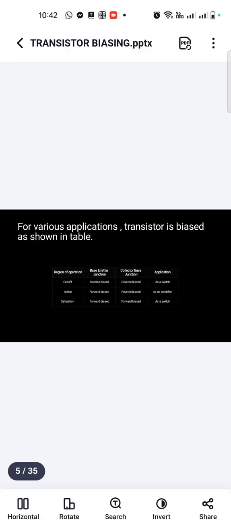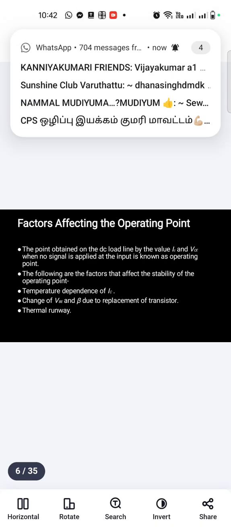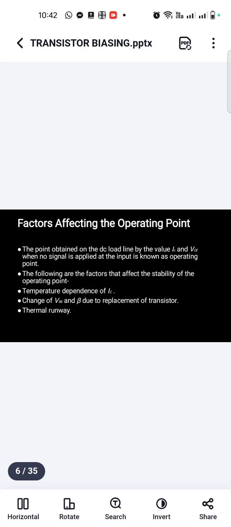Okay, next, some of the factors which will affect the operating point. What are the factors which will affect the operating point? Actually, the point obtained on the DC load line by the values IC and VCE when no signal is applied at the input is known as the operating point. You know load line. What is a load line? It's a straight line. We can choose two values here. The two values are IC and VCE.